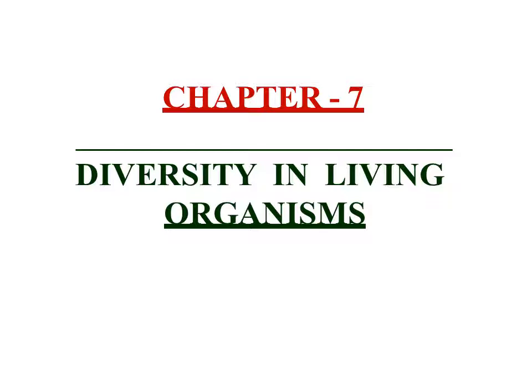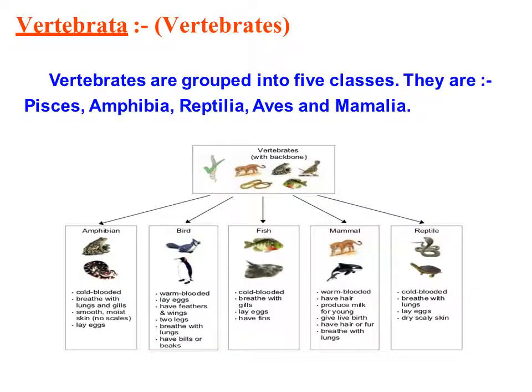That means those organisms which have a vertebral column or the spinal cord. So vertebrates or vertebrata. Vertebrates are grouped into 5 classes. They are Pisces, that means fishes, amphibians, then we have reptiles, aves, that means mostly birds, and mammalia or mammals. That means those organisms which have a mammary gland. Okay, so these we will discuss one by one.